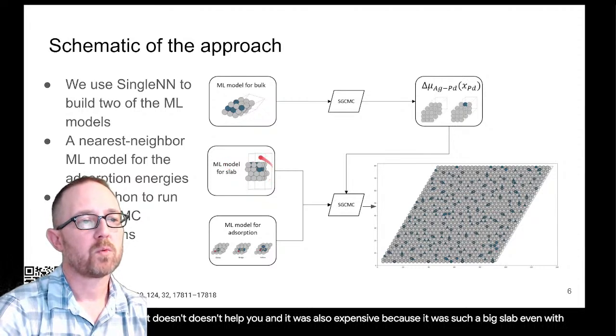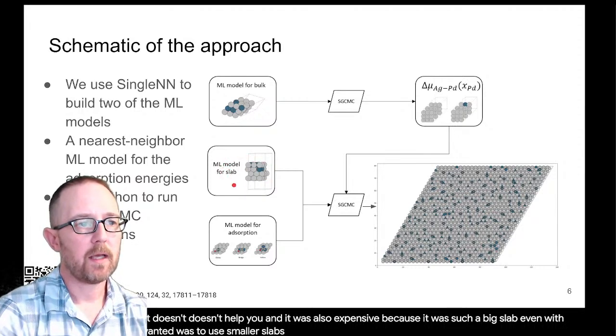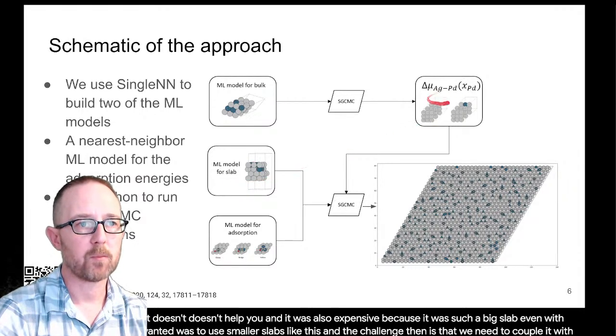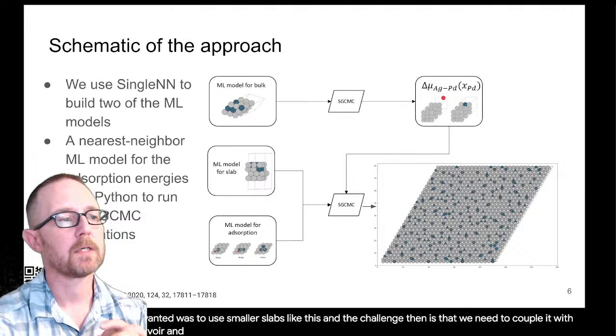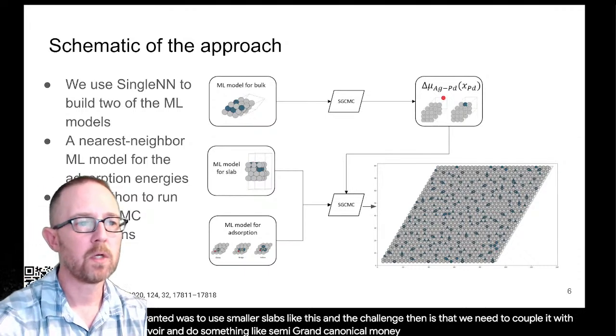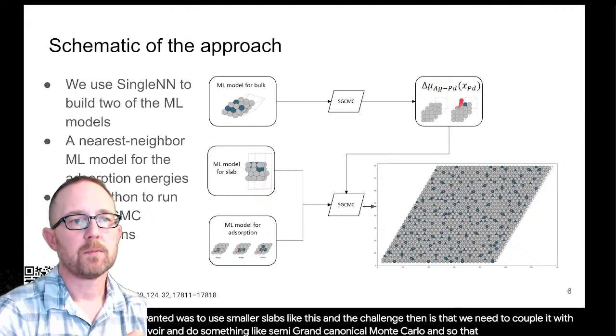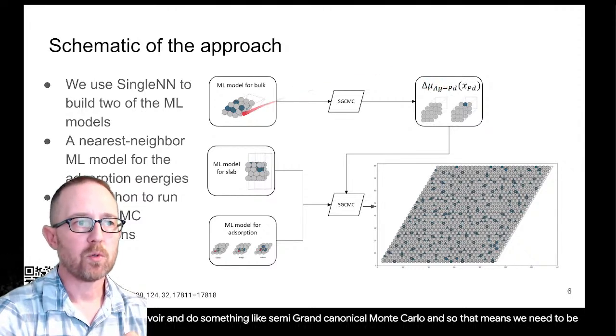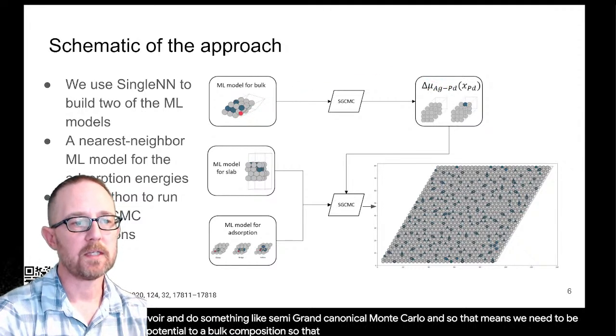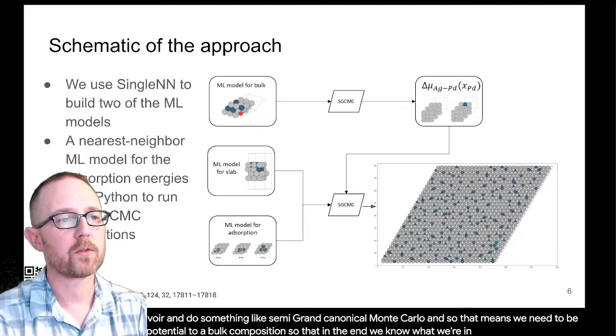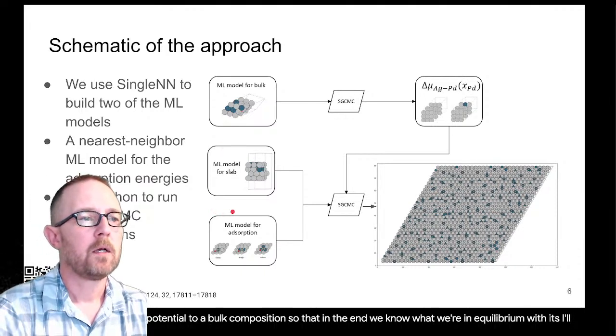So what we wanted was to use smaller slabs like this, and the challenge then is that we need to couple it with a chemical potential reservoir and do something like semi-grand canonical Monte Carlo. And so that means we need to be able to map this chemical potential to a bulk composition so that in the end we know what we're in equilibrium with. So I'll show you how we do that.